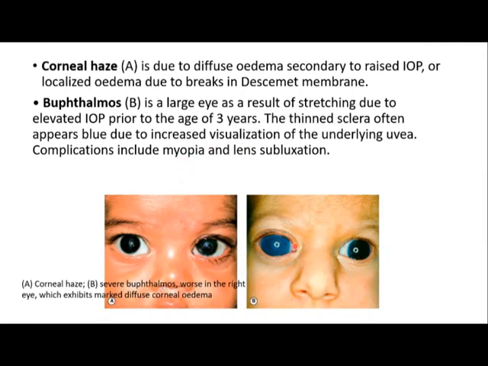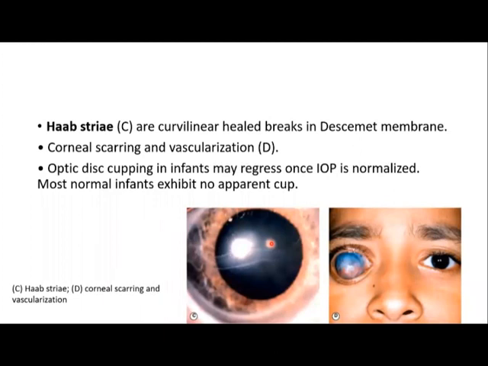In this picture, severe buphthalmos, we can see the right eye is larger than the left, and corneal edema is also seen here. Haab striae are curvilinear healed breaks in Descemet's membrane. Haab striae, corneal scarring, and vascularization we can see in these primary congenital glaucoma patients.